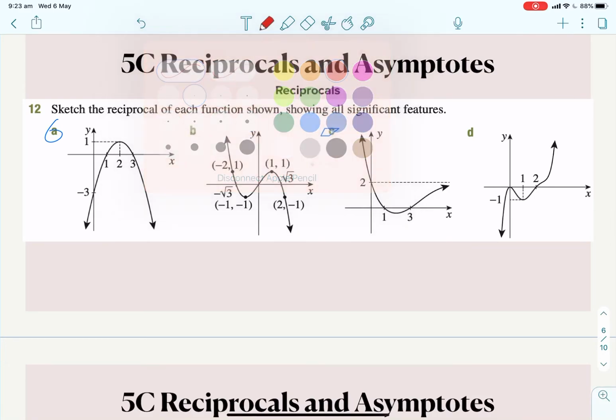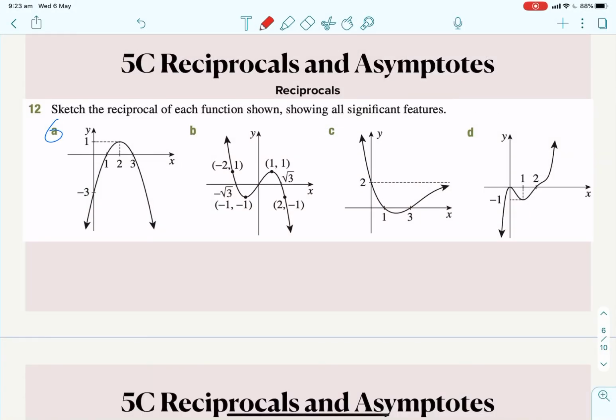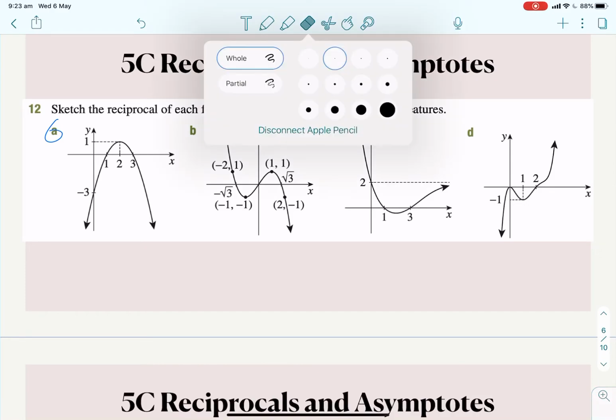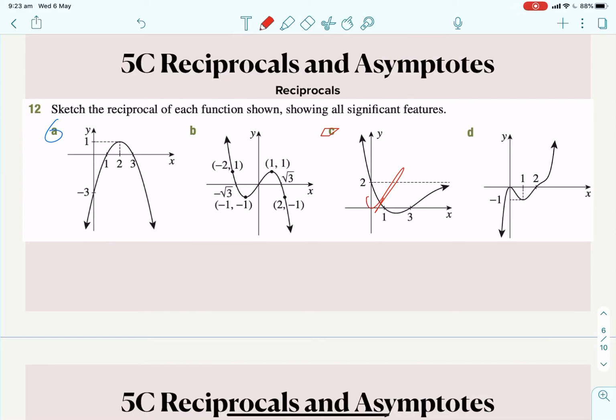So, asymptote first, obviously. Whoopsie. What's going on? Did it just freeze? Oh no. Oh, okay. Okay, cool. It's back. Apologize for technical difficulties.